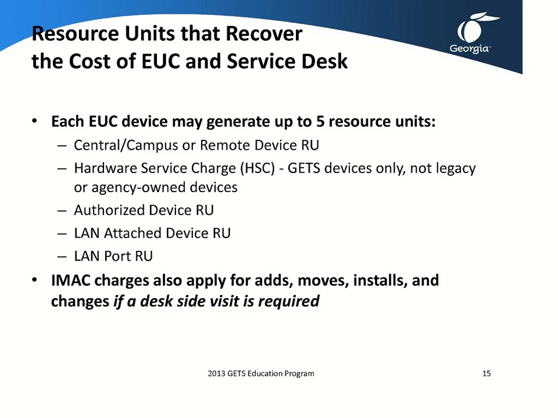Comprehensive IT services that GETS agencies have received since 2009 do come at a price. As I mentioned earlier, the way that GTA recovers these costs is through the resource units. Each EUC device may generate up to 5 separate resource units to recover the cost of the tower. We will examine each of these RUs in the next few slides.